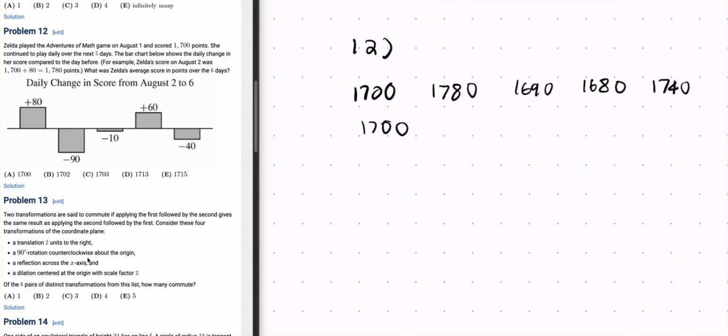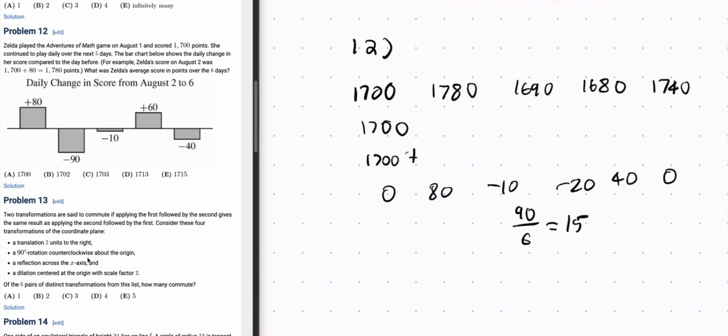So let's just add 1700 in the end and take the average of the rest, because then we can simplify our calculations. That gives us 0, 80, negative 10, negative 20, 40, and 0. Adding all of these gives us 120 minus 30, which is 90. Then we divide by how many there are. There's 6, which gives us 15. So 1700 plus 15 is equal to 1715, which is answer choice E.